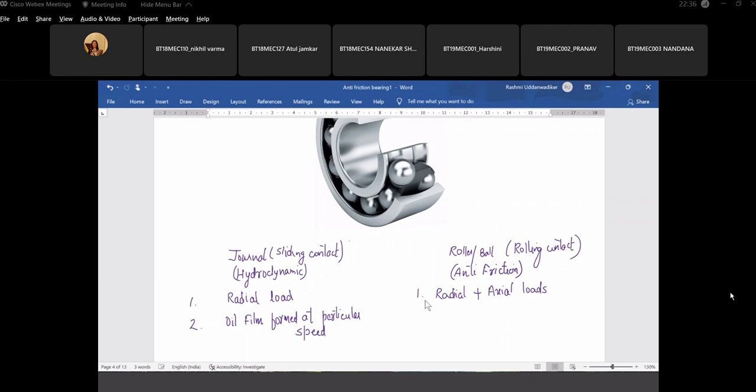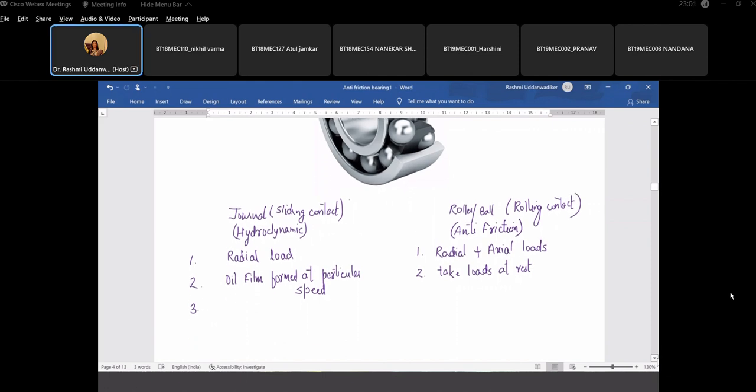A ball bearing can take load even when it is not rolling, even at rest. Here, when it is at rest, there is direct contact and the oil film is not formed. After that, a convergent film is formed and there is a pressure distribution, so that the minimum oil film thickness is maintained.